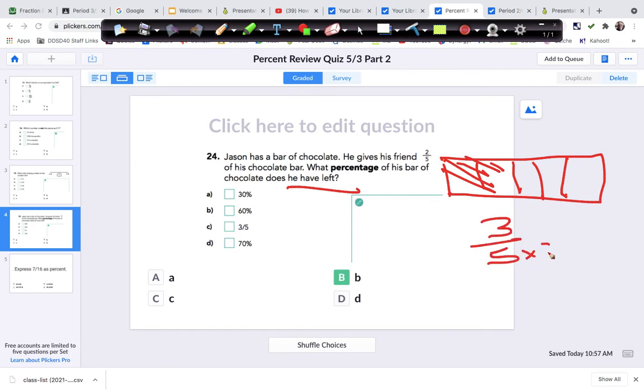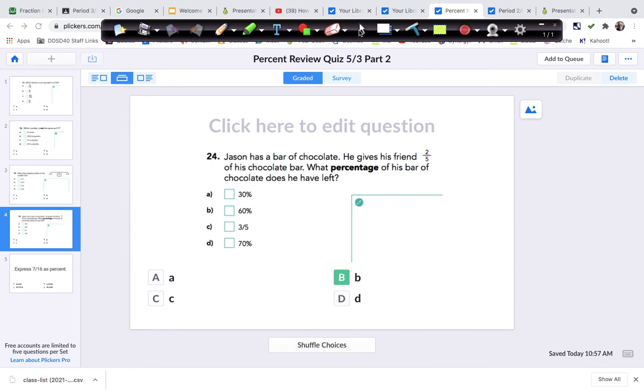If I can multiply that by 20, whenever I get a 5, I like to just multiply by 20 to get to 100, and that's 60%. He has 60% of his candy bar left. He gave away a little less than half of it.